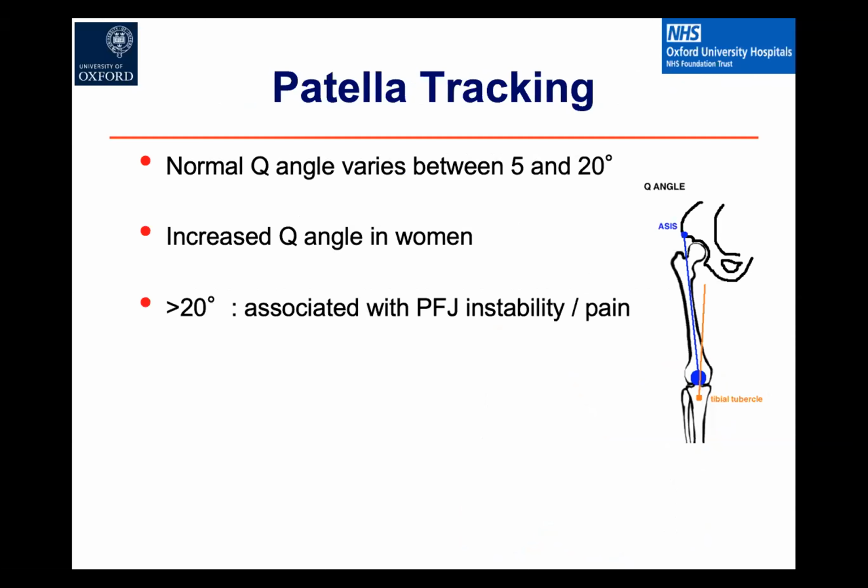Patellar tracking is extremely important for total knee replacement. And we have something called a Q angle, which you know about. This is essentially an angle between the line drawn from the ASIS to the center of the patella, and then a line drawn from the tibial tubercle along the patellar tendon through the center of the patella. And the angle between these two is your Q angle, normally between 5 to 20 degrees, higher in women. And if you have an increased Q angle, then this is associated with more patellar instability and more pain.